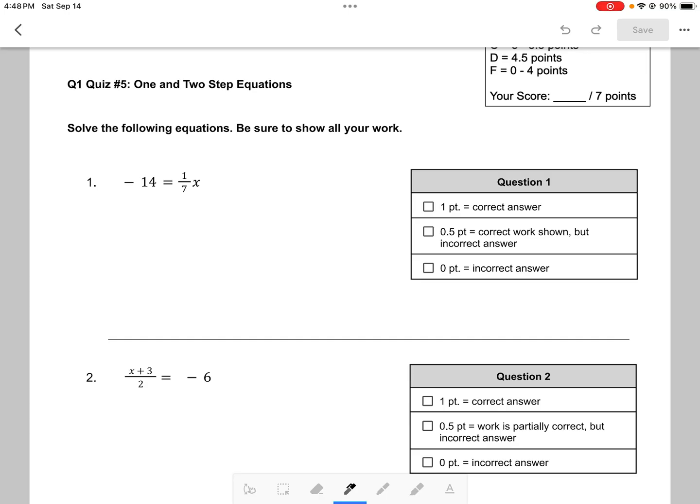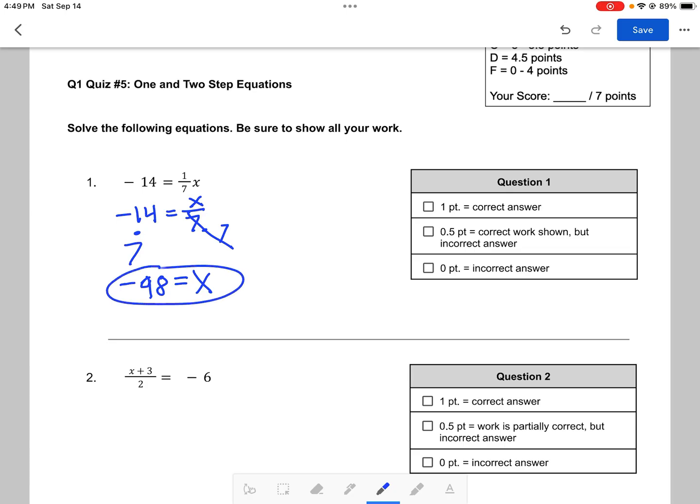So we're going to look at number 1. It says negative 14 is equal to 1/7 x. For me, I went ahead and rewrote this as negative 14 equals x over 7. They're the same thing. And this helps me because I know I'm going to have to multiply by 7 on both sides of my equal sign to get x by itself. I'm multiplying by the reciprocal technically, and when I do that, these 7's cancel and I'm left with my x. And then negative 14 times 7 is negative 98. So my answer for number 1 should be negative 98.